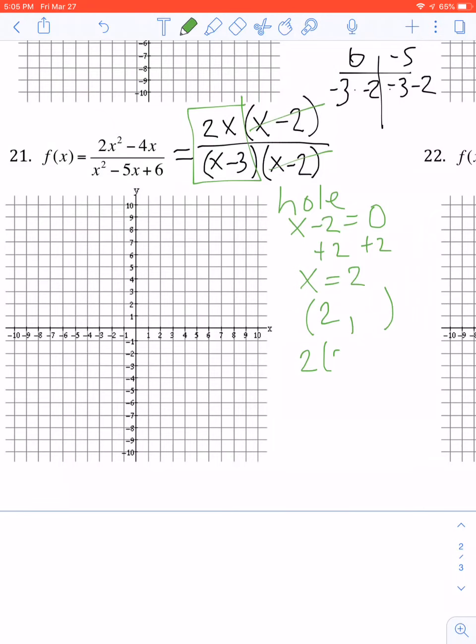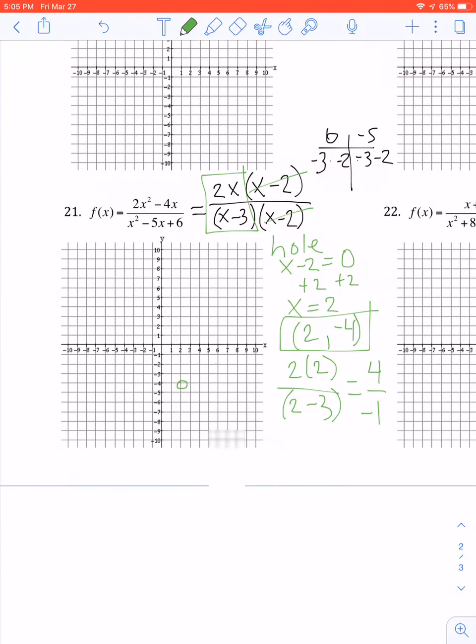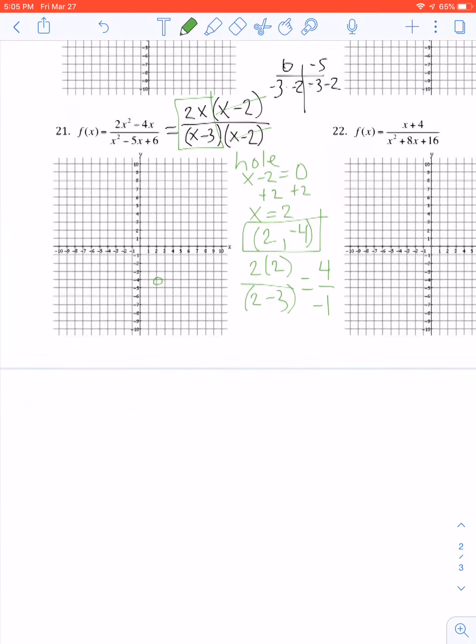So we need 2 times 2 over 2 minus 3. And we are going to get, for our y value, 4 over negative 1. So we are going to get negative 4. And so that is our hole right there. So we're going to go plot that real quick before we move on, at 2, negative 4. That's our hole.